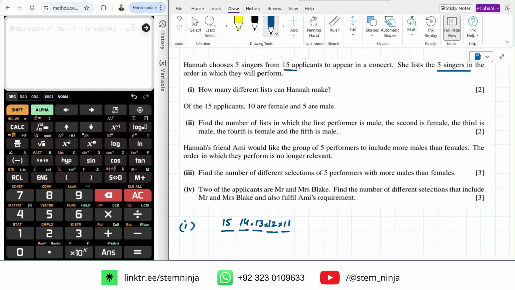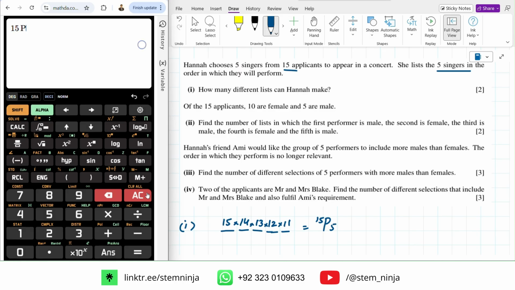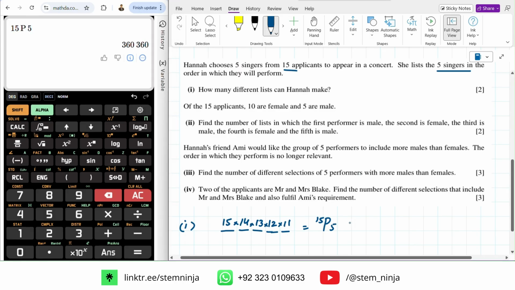So either you can take the product for these or you can just simply do 15P5. Both of these will give you the same answer. So 15P5 is 360,360.